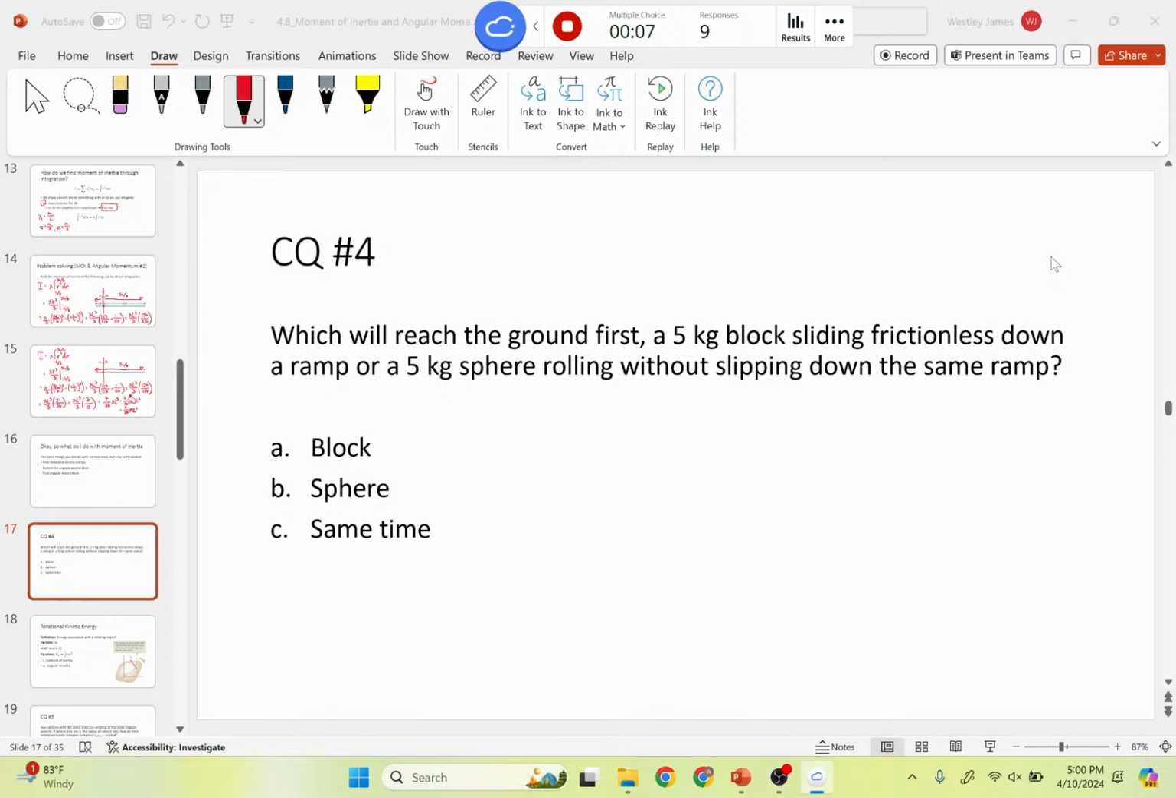I will clarify this. For the 5 kilogram sphere to roll without slipping, there has to be some friction for it to grip. Something cannot roll without friction. Easy example, a car on ice is not going to go anywhere. Oh, it can spin, but it's not going to move anywhere. So the without slipping does mean that there is some friction for the sphere. There is no friction for the block. But note that the sphere is not sliding. It is rolling down.